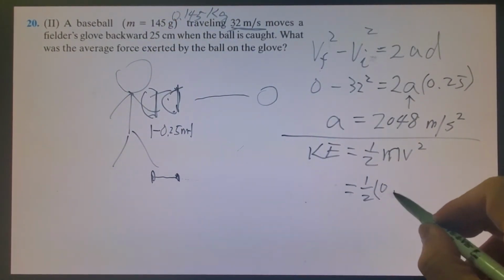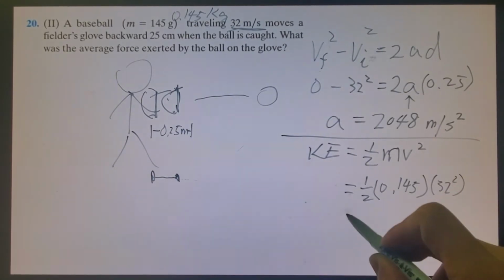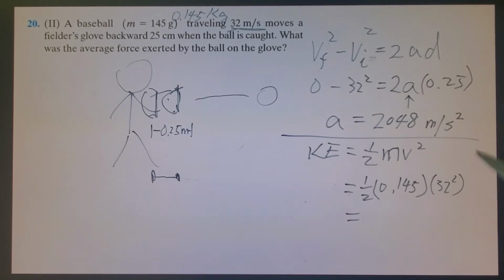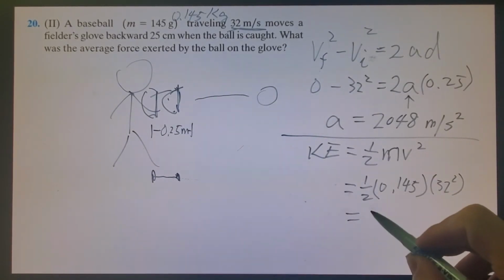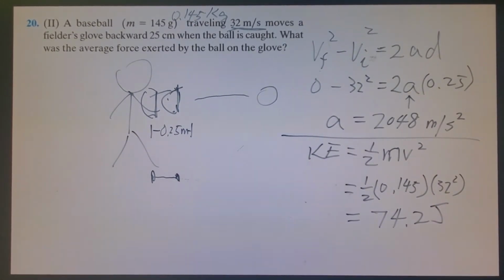So it will be 0.145 kg multiplied by, it's the right unit, so 32 squared. So what I get over here, kinetic energy is equal to 0.5 times 0.145 times 32 squared. Make sure you put the square in because 20 plus years ago when I was taking physics, usually I forgot to put the square. Okay, so over here in terms of joules, I have 74.2 joules. So that's the kinetic energy.